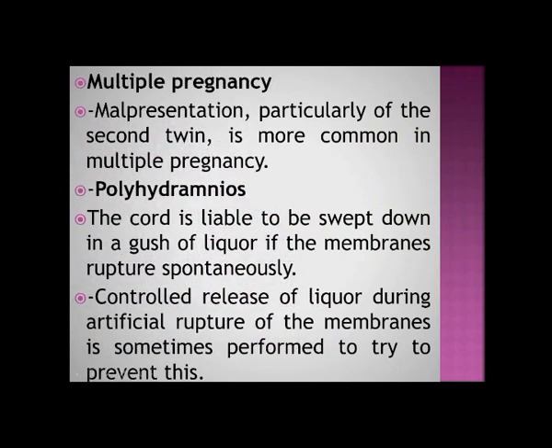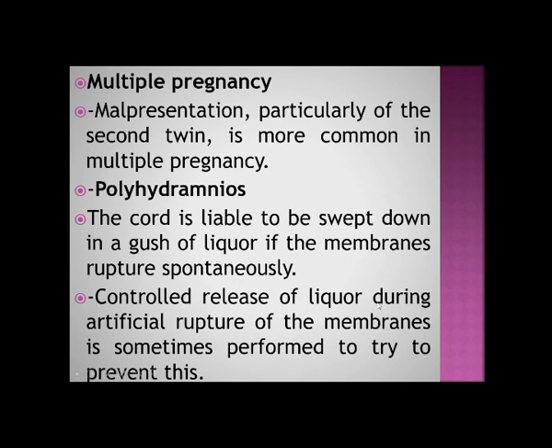Then multiple pregnancy. Malpresentation, particularly of the second twin, is more common in multiple pregnancy, so that is also a risk. Then polyhydramnios, when the fluid is more than the adequate amount. After the membrane is ruptured, when the gush of liquid is poured through the vagina, that force causes the cord to sweep down in the gush of liquid, as the membrane ruptures spontaneously.